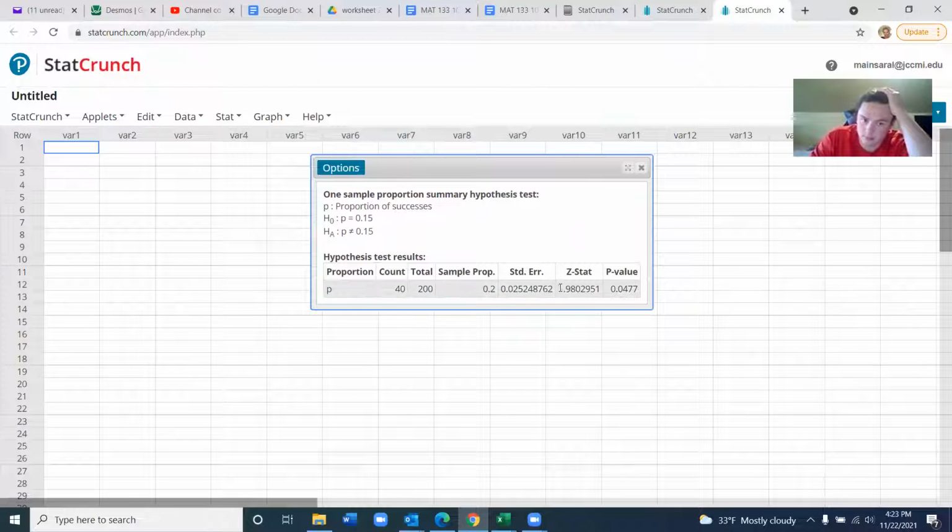And there it is. So our test statistic is our z-stat. So where it says z-stat, you might want to make a note that that's our test statistic. And that comes out to be 1.98.